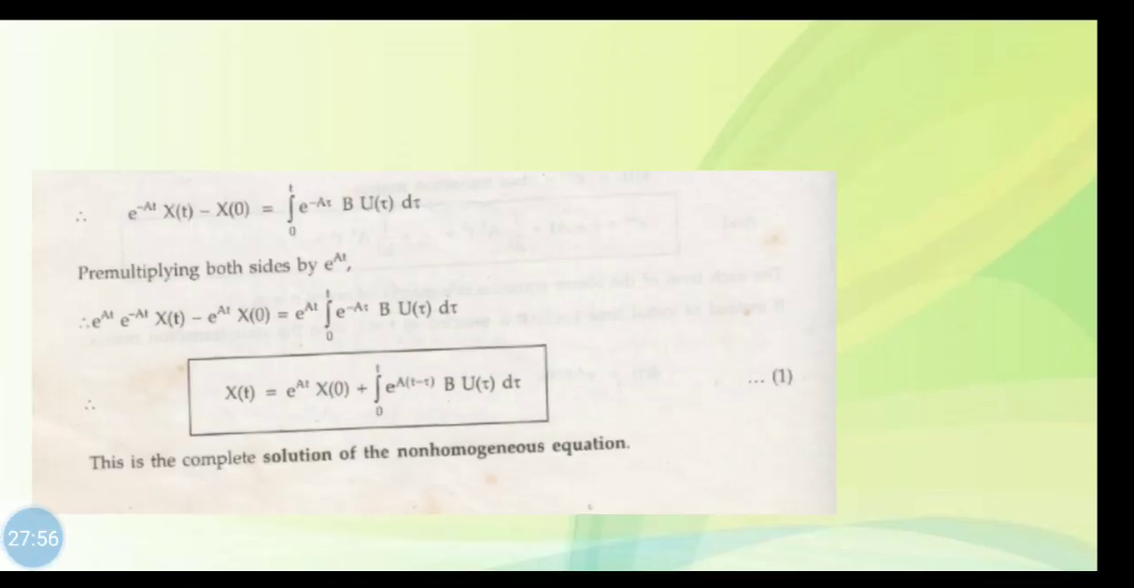Initial time is assumed to be 0, and integrating both sides from t equal to 0 to t, we get e raised to minus at x of t minus x of 0 is equal to integration 0 to t of e raised to minus a tau b u of tau d tau.